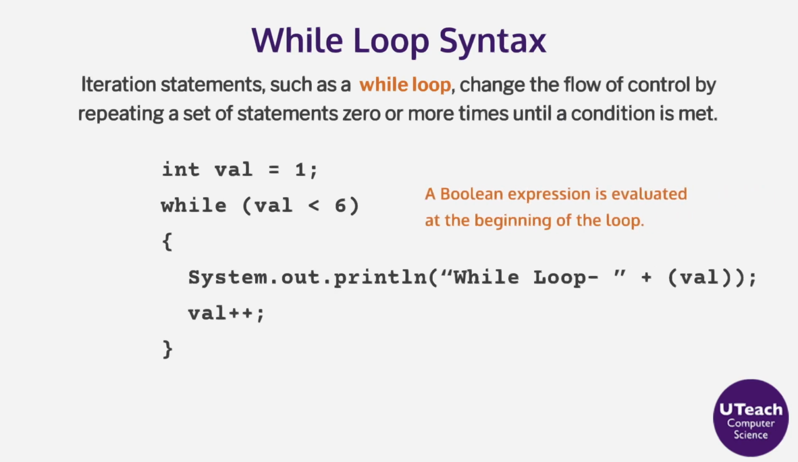A Boolean expression is evaluated at the beginning of the loop. If the Boolean expression is true, then the body of the loop will execute. If the Boolean expression is false, then the body of the loop will not execute. This is the code block that is executed each time the loop runs.